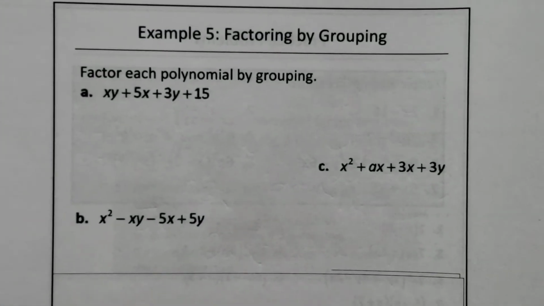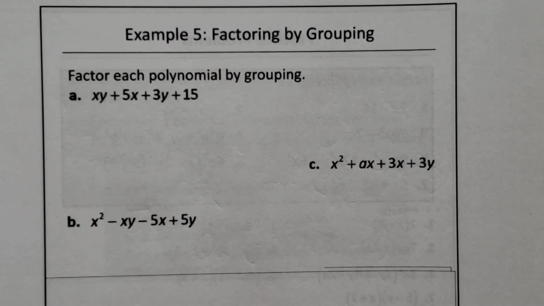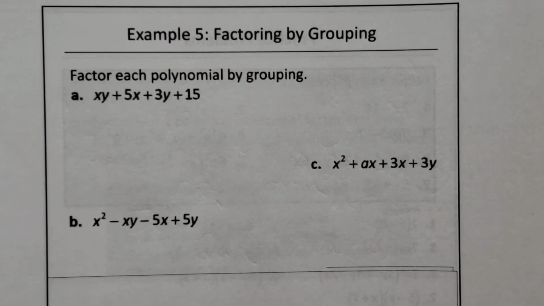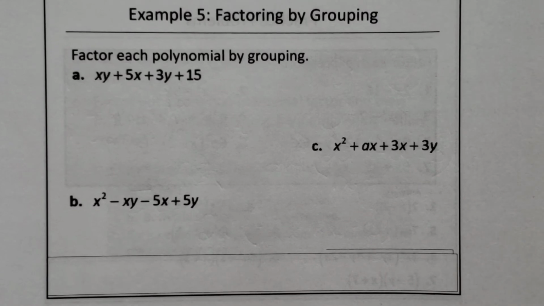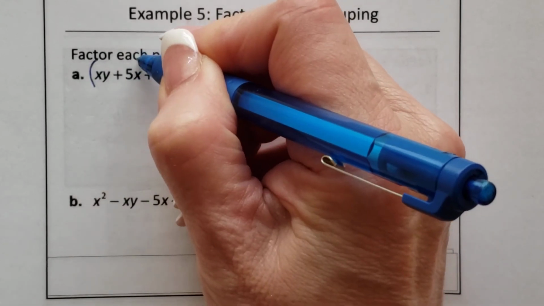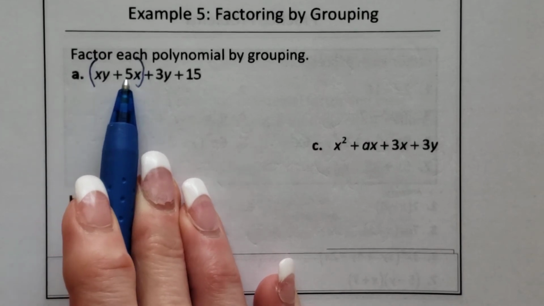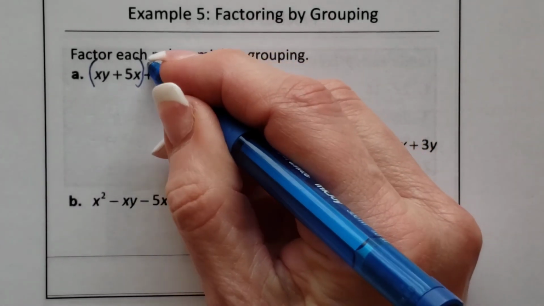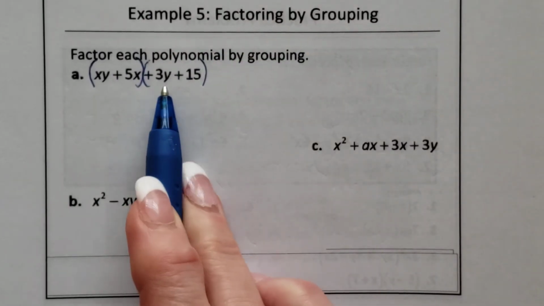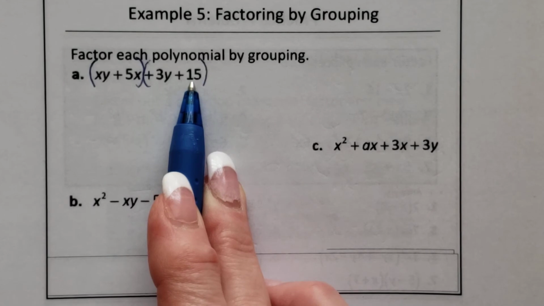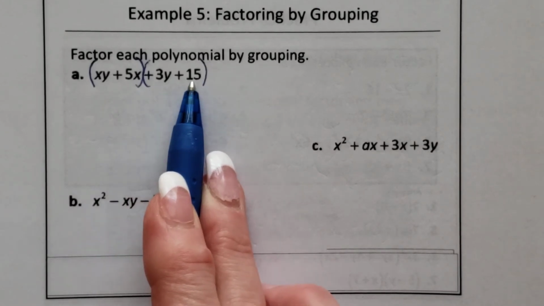Make yourself a note. All right, now on these 3 type problems, you have 4 terms in each polynomial. So what you want to do is see if you can group them in a way that they share a common factor. So for example, look at letter A. If I put parentheses around here, do these 2 terms have a common factor? Yes, they both have an x. Now that leaves me these 2 terms. Can I divide both of these terms by a common factor? Yes, I could divide them both by 3.